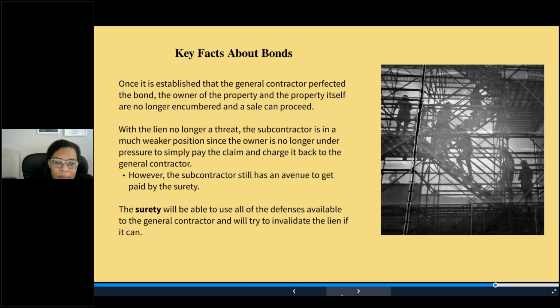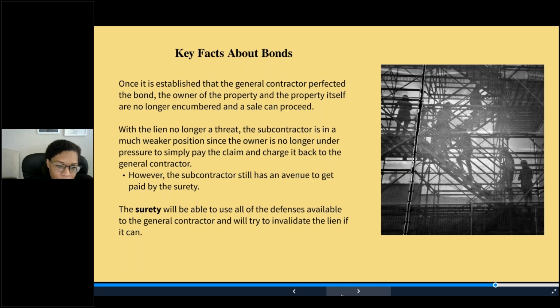Once it's established that the general contractor perfected the bond, the owner of the property and the property itself, as I mentioned, is no longer encumbered and the sale can proceed. Of course, with the lien no longer a threat, the subcontractor is in a much weaker position since the owner is no longer under pressure to simply pay the claim and charge it back to the general contractor.